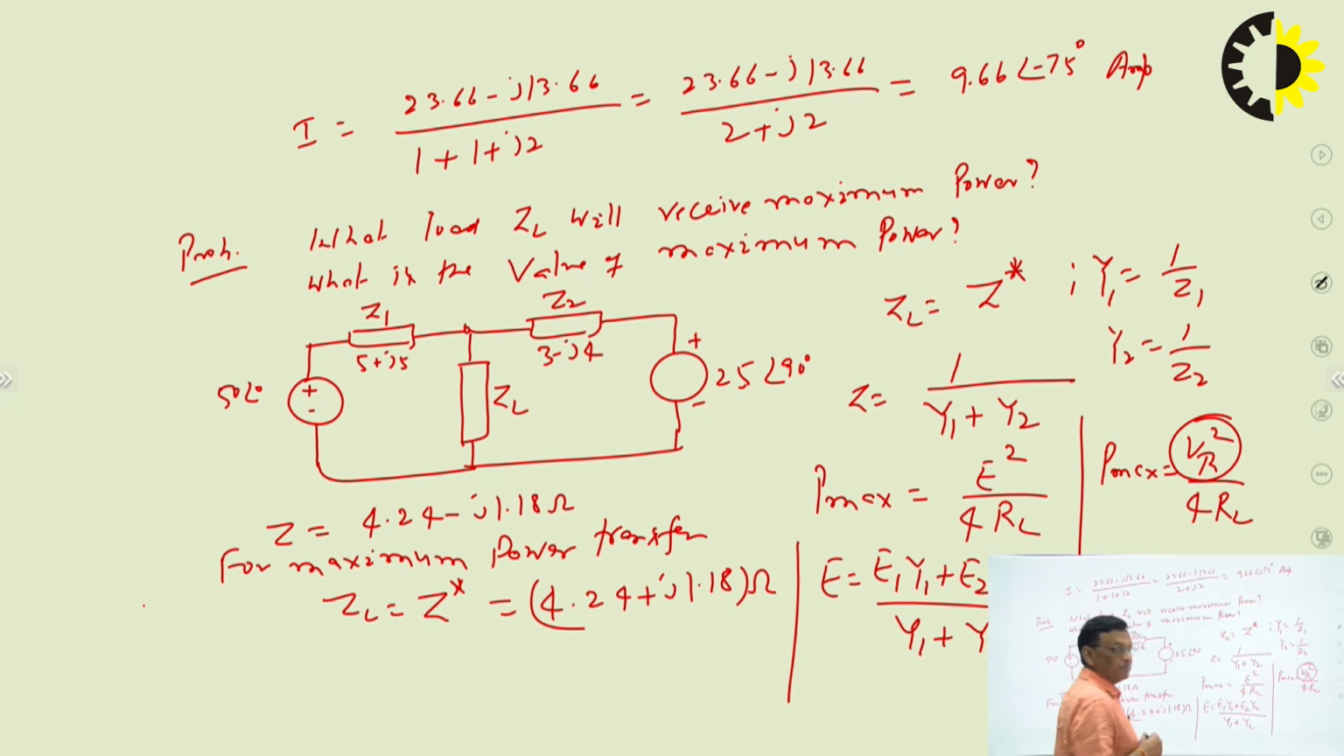So, this is a very simple algorithm. Here we can get E. So, E square upon 4 RL, and this is your RL plus j XL. This value we can take from here. So, the value of E is 9.85 angle minus 78.99 volt.